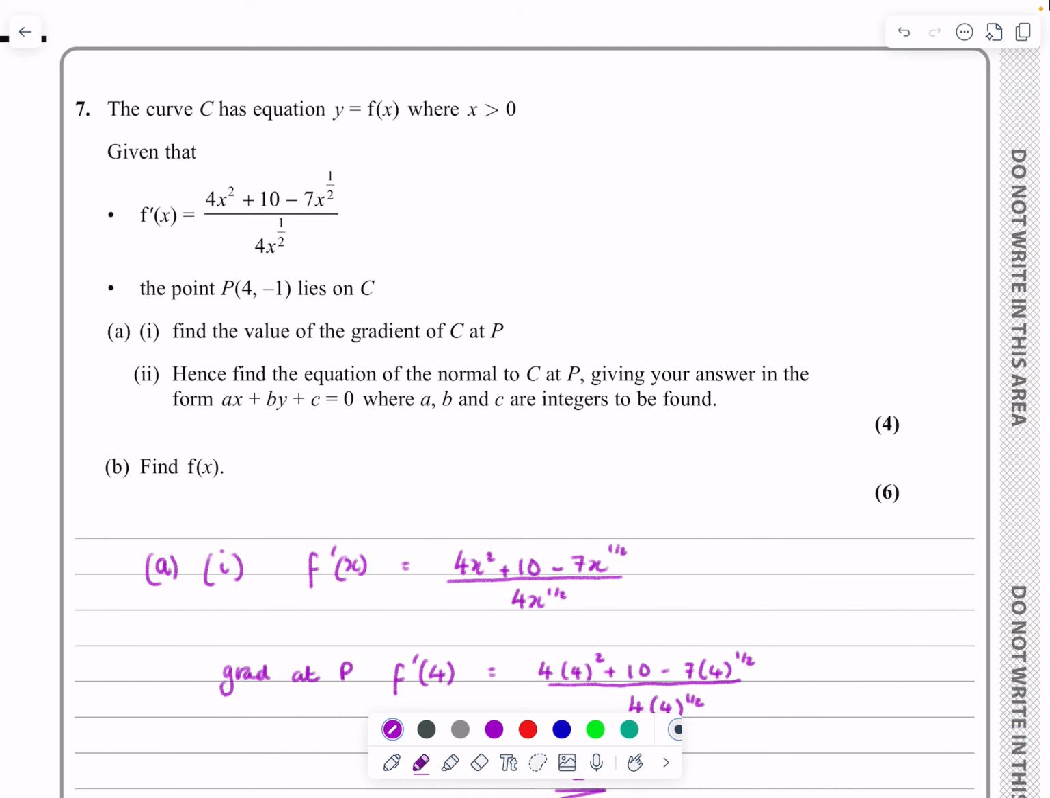So yeah, relatively straightforward differentiation, well, not really differentiation, but more integration question and equations of tangents and normals. Hopefully that all makes sense to you.